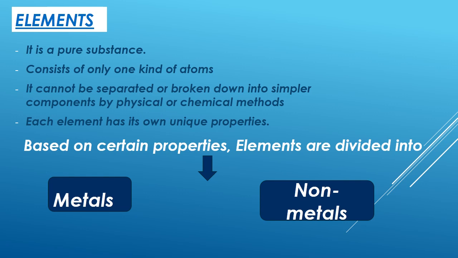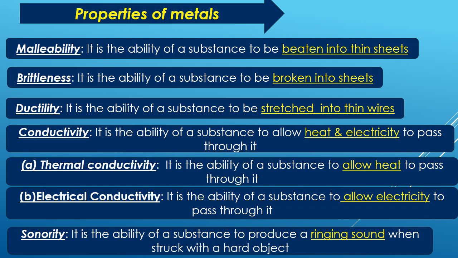Now there are certain properties, and based on these properties the elements are divided into two types, that is metals and non-metals. On the basis of these following properties, the elements can be classified into metals and non-metals. The first property is malleability. Malleability is the ability of a substance to be beaten into thin sheets. This means that thin sheets can be formed from the metal.